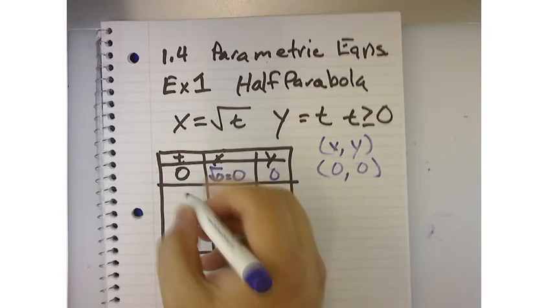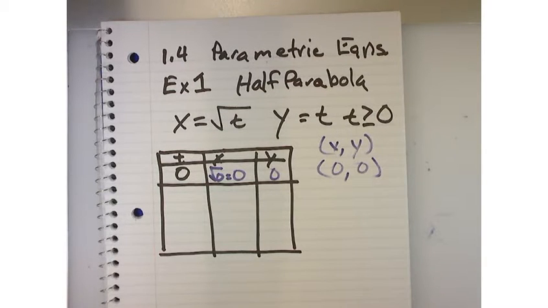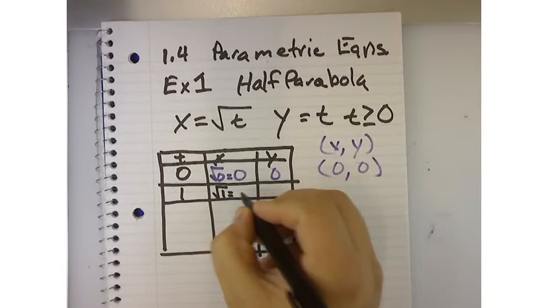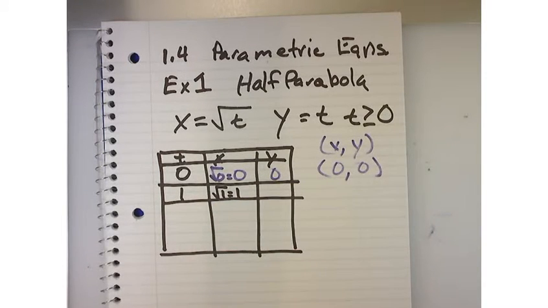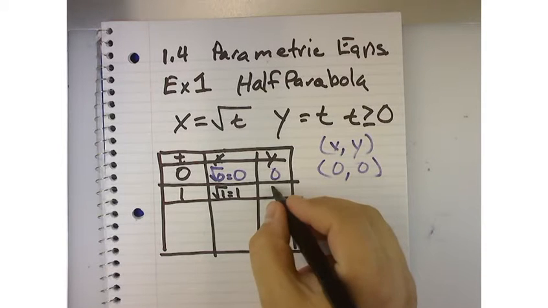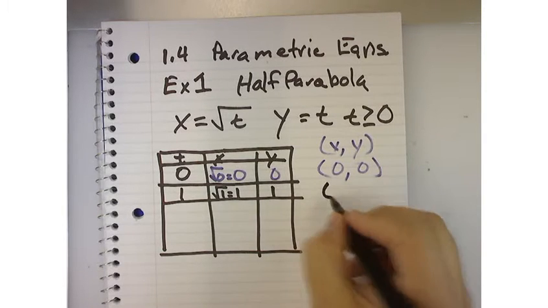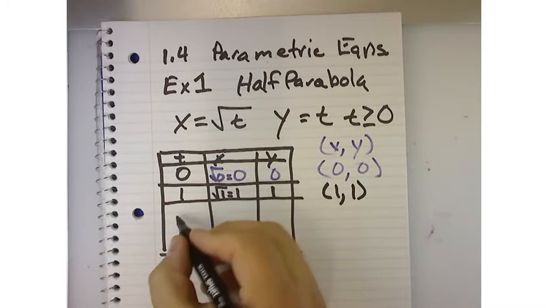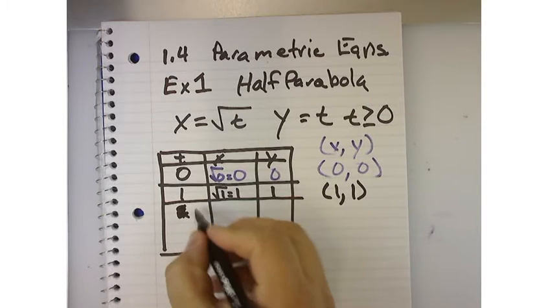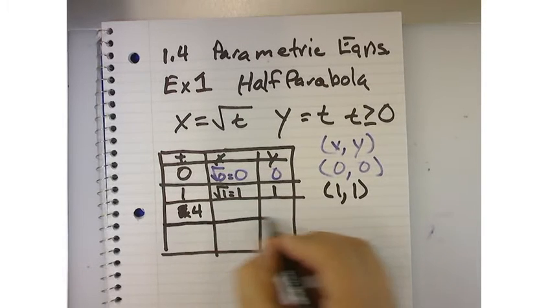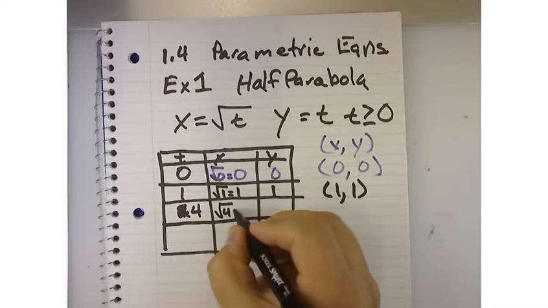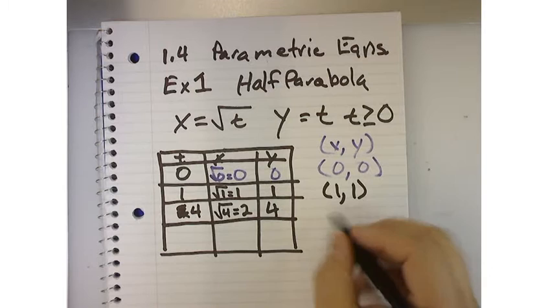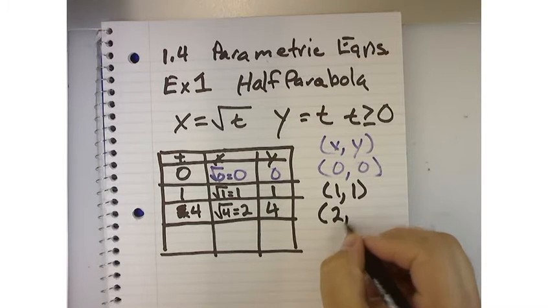So now let's do this again. When t equals 1, my x value is the square root of 1, which is 1, and y is equal to whatever t is, so that would be 1. So at that particular point, it would be 1 comma 1. When t equals 2, oh wait, let's skip that. When t equals 4, then this would be the square root of 4, which is equal to 2, and y would be 4. So again, I've got 2 comma 4.